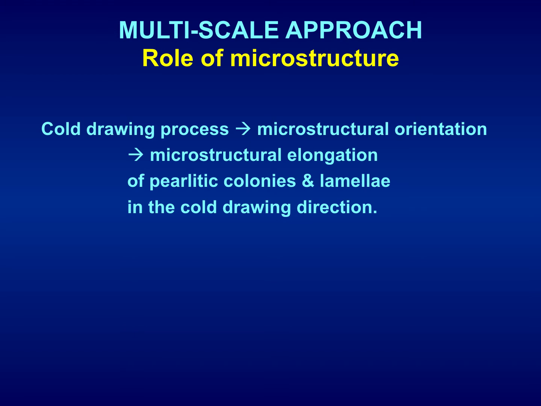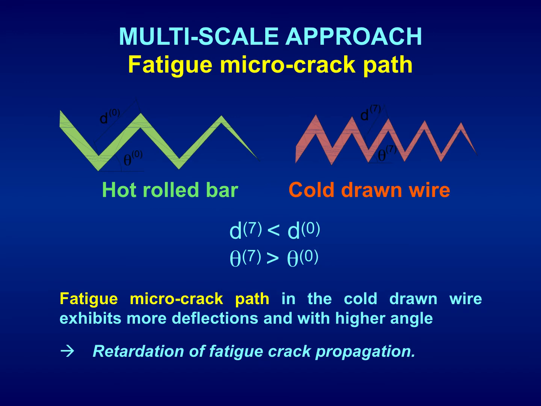The cold drawing process produces a microstructural orientation, with microstructural elongation of pearlitic colonies and lamella in the cold drawing direction. Here we have the hot-rolled bar, green color, left-hand side, and cold-drawn wire, orange color, right-hand side. We observe that D7 is lower than D0.